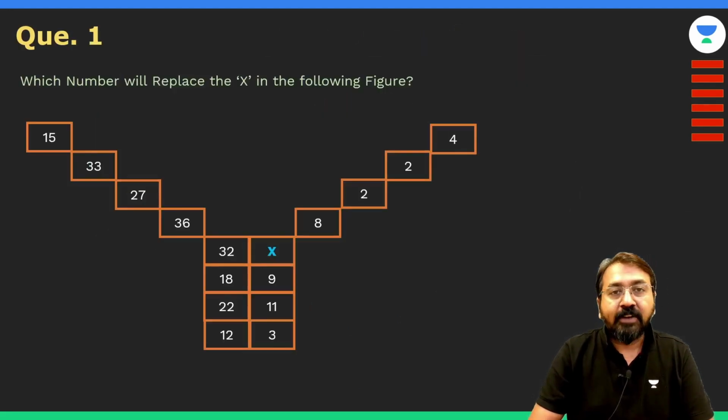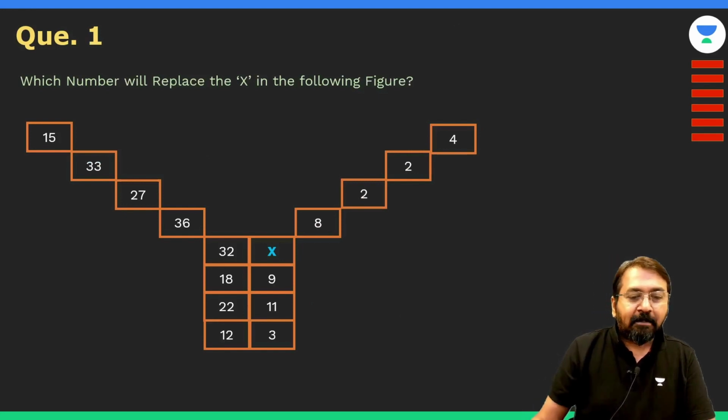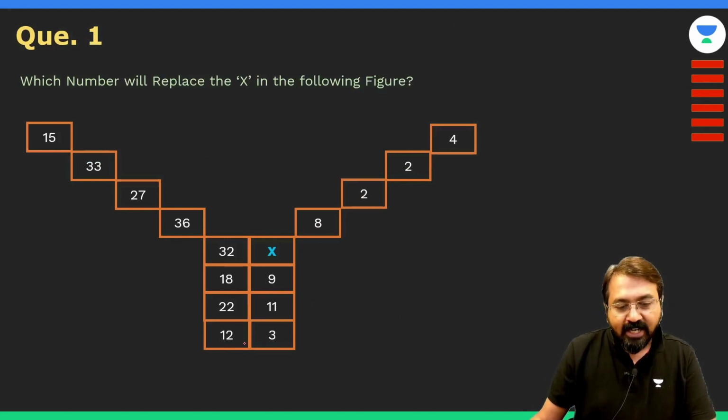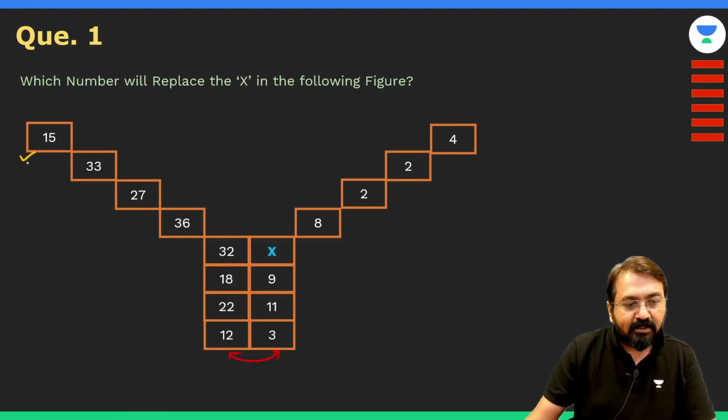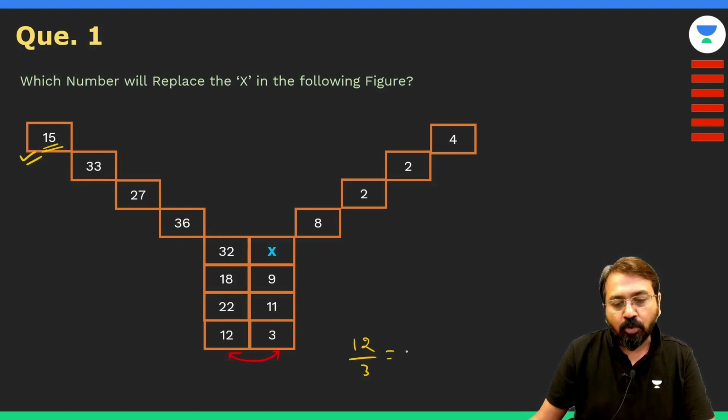So here we had to find out the value of x. So what is the pattern? Let's quickly understand. The pattern is something like this. If you look at these two numbers 12 and 3, the sum of these two numbers is equal to 15. Okay, 12 plus 3 is 15, so that's why there is 15 over here. Similarly, 12 divided by 3 is 4, so that's why you see 4 over here.